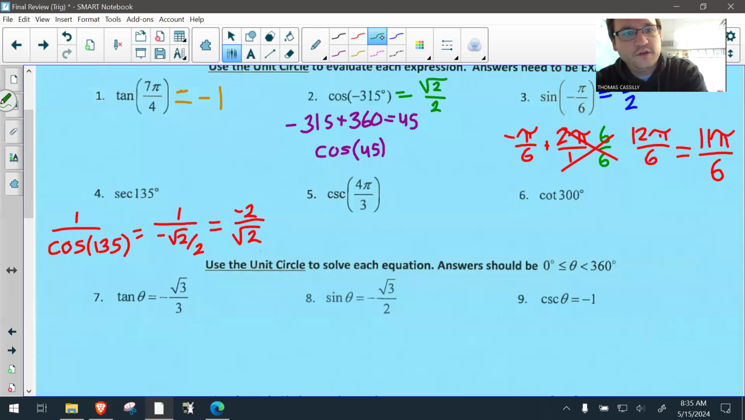So our final answer here is going to be, well, let's see, negative square root of 2. I'll let you guys rationalize that one.